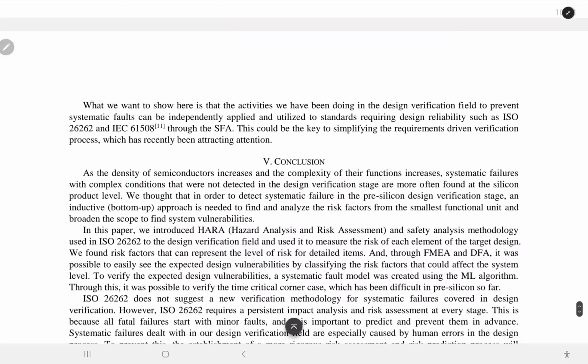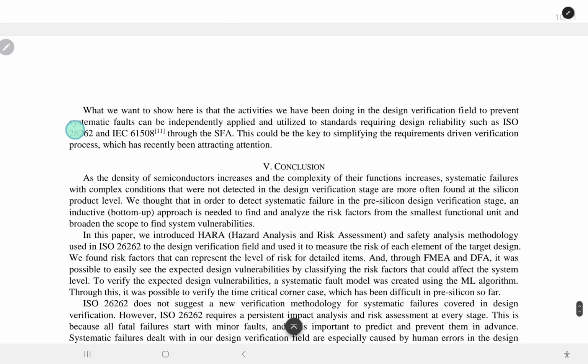What we want to show here is that the activities we have been doing in the design verification field to prevent systematic faults can be independently applied to and utilized for standards required for design reliability, such as ISO 26262 and IEC 61508. Through the SFA, this could be the key to simplifying the requirement-driven verification process, which has recently been attracting attention.